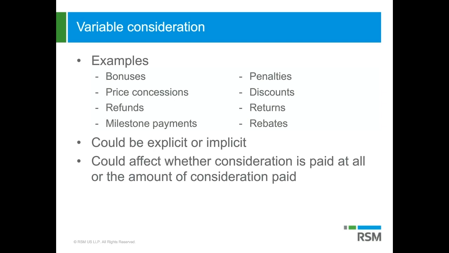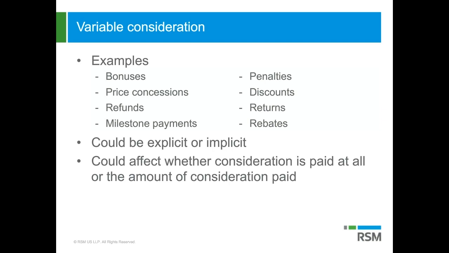Also, there may be situations where you know the amount, but it's unclear whether you'll receive it or not. So let's say you're an attorney and you're doing a case and you're only going to get paid if your client wins. In that case, let's say the amount you get paid is $1 million if they win. Well, the amount itself is fixed at $1 million. However, you don't know if you're going to collect it because it depends on the outcome of the case. So that would still be variable consideration.